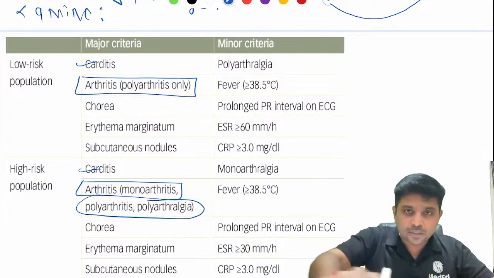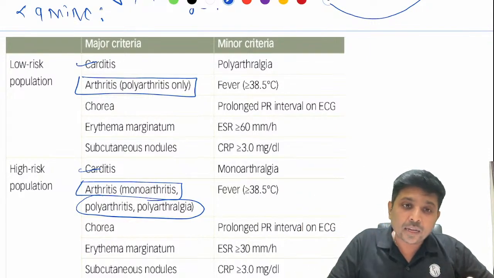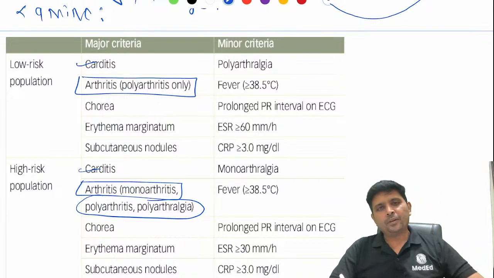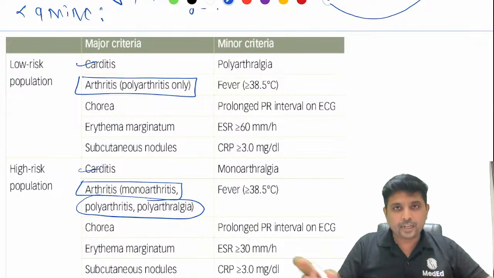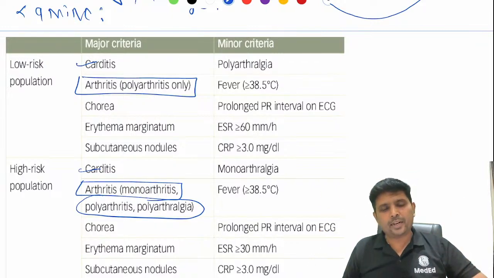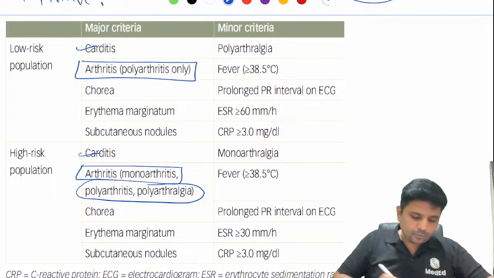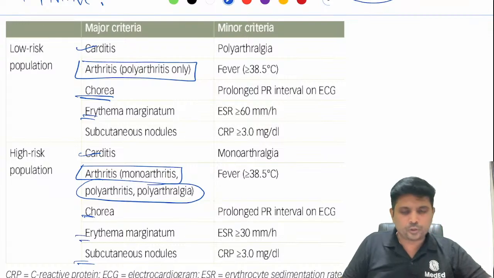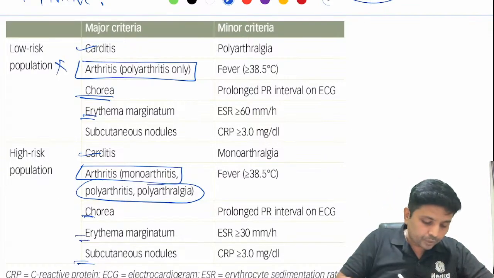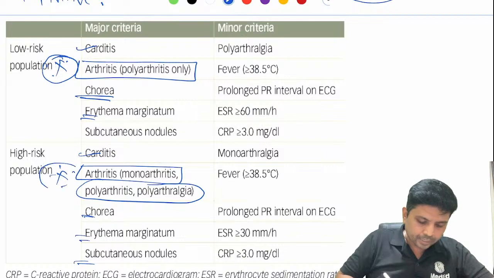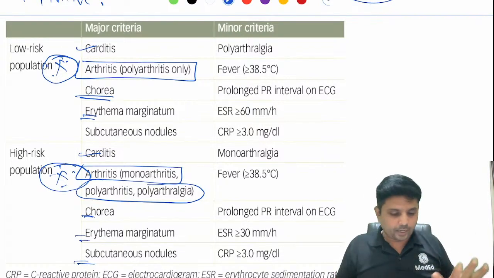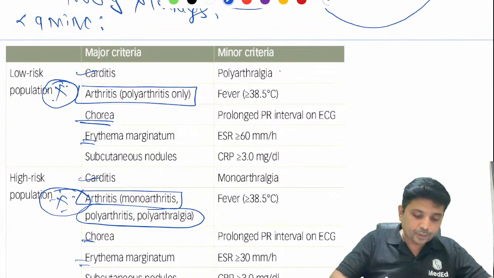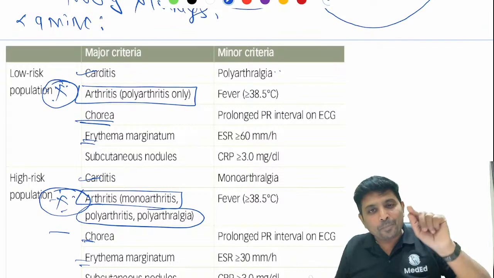Previously, arthralgia came under minor criteria. Here, polyarthralgia comes under major criteria. Very, very important. Monoarthritis is a major criterion. Polyarthralgia is a major criterion. With respect to chorea, no change. Erythema marginatum, no change. Subcutaneous nodule, no change. These changes are very important for your NEET, AIIMS or INICET.